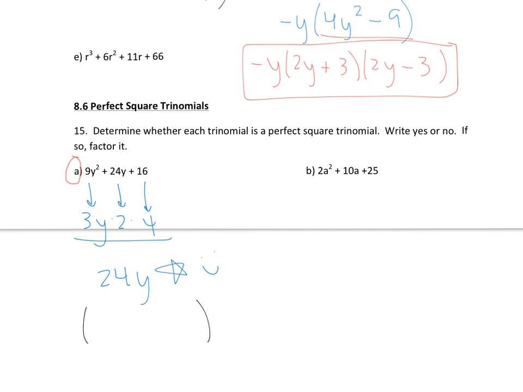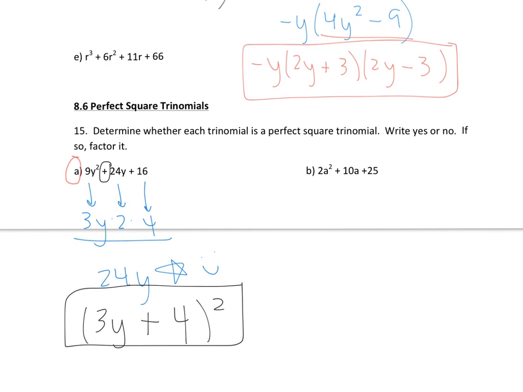And this factors into the same binomial. And so the square root of my first term goes in the first spot, square root of my last term goes in the last spot, and then the sign that's with your middle term is the sign that is in your binomial. And that is our factored form answer for question 15A.